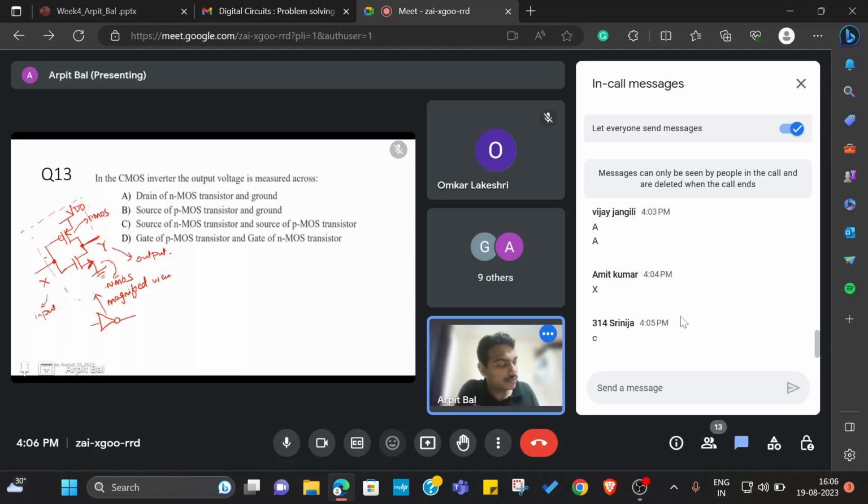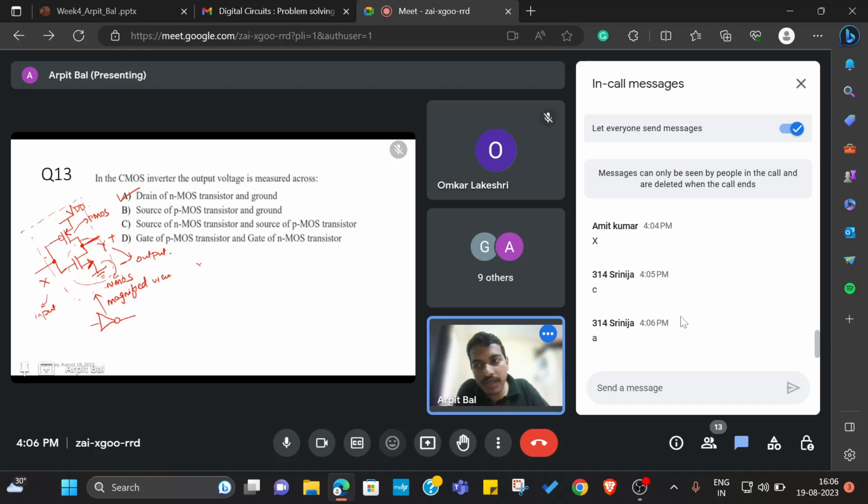Basically we are taking the output here. Option A is the correct answer, that we are taking the output from the drain of NMOS transistor and ground. Can there be another answer possible here? Those options are not mentioned here. From the given options, option A is correct. Can anyone suggest another answer to this question?